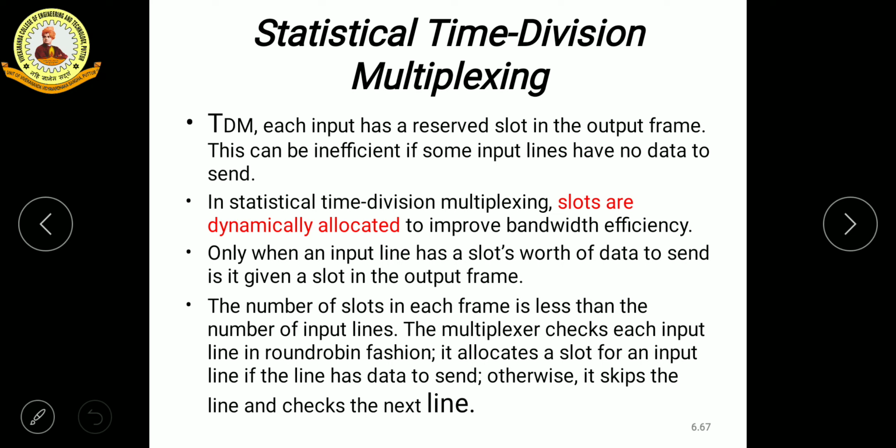As we saw in the previous section, in Synchronous Time Division Multiplexing each input has a reserved slot in the output frame. This can be inefficient if some input lines have no data to send. In Statistical Time Division Multiplexing, slots are dynamically allocated. That is one of the added advantages here: slots are dynamically allocated to improve bandwidth efficiency. Only when an input line has a slot's worth of data to send is it given a chance. Then in statistical multiplexing, the number of slots in each frame is less than the number of input lines.